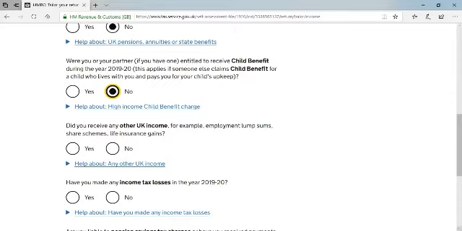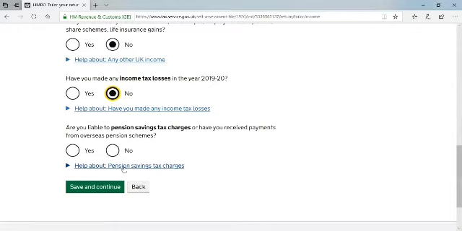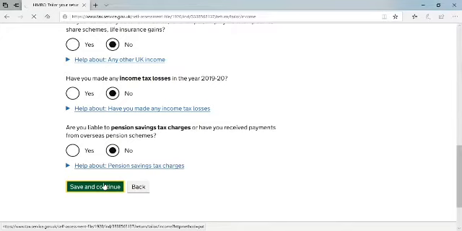Did you receive any other UK income, lump sums, etc.? No. And made any income tax losses? No, in this example. Are you liable to pension saving charges? No. And then we should be able to save and continue.